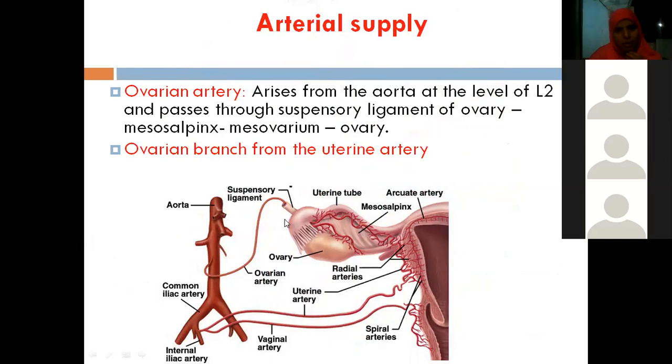So that finishes the ovary, and now coming to the blood supply of the ovary. We have two sources. One is directly from the abdominal aorta: the ovarian artery, starting at the level of L2. It passes through the suspensory ligament of the ovary, mesosalpinx and mesovarium, and gives branches to the ovary. The uterine artery, a branch of the internal iliac, also gives branches to the ovary.